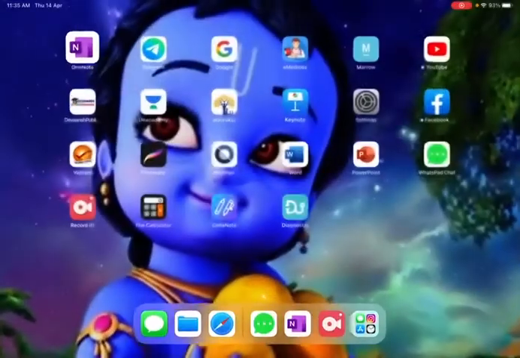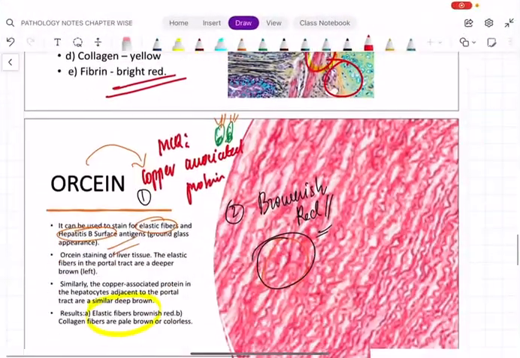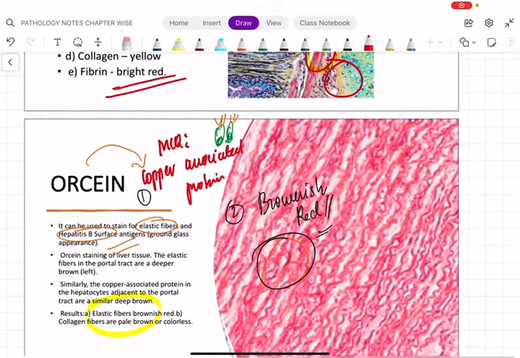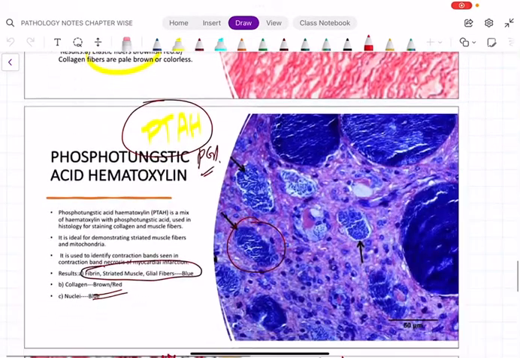Movat's pentachrome, I have already told you. And we have orcein. Orcein is for copper associated protein, as well as for elastic fibers. Elastic fibers will be brownish red in color. And we have PTAH for mitochondrial disorders, as well as for striated muscle fibers pathology. To visualize it properly, we use phosphotungstic acid hematoxylin, PTAH, a repeatedly asked question.